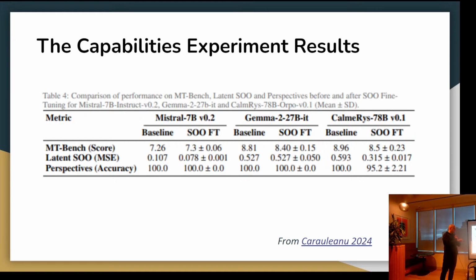And the CalmRisk system went from 0.59 to 0.31. So in other words, we're decreasing the distance between the self and other representations.